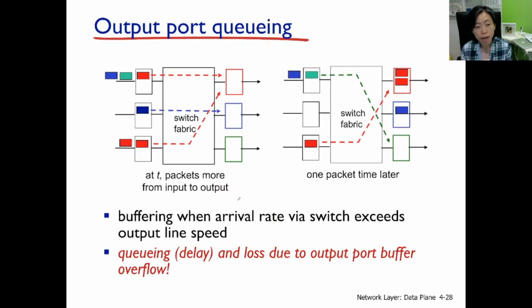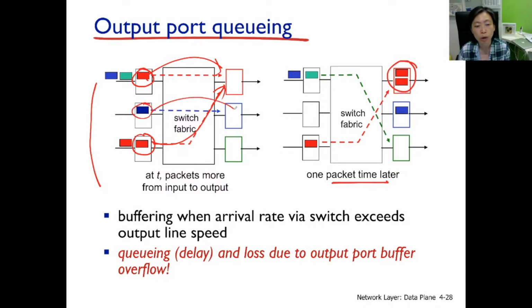On the other hand, if you have a router that implements the non-output port contention mechanism, then we could have input port 1 and input port 3, both with red packets. They can now all go to the red output port. So one packet time later, you see two of them here. And the blue one will also go one packet time later.